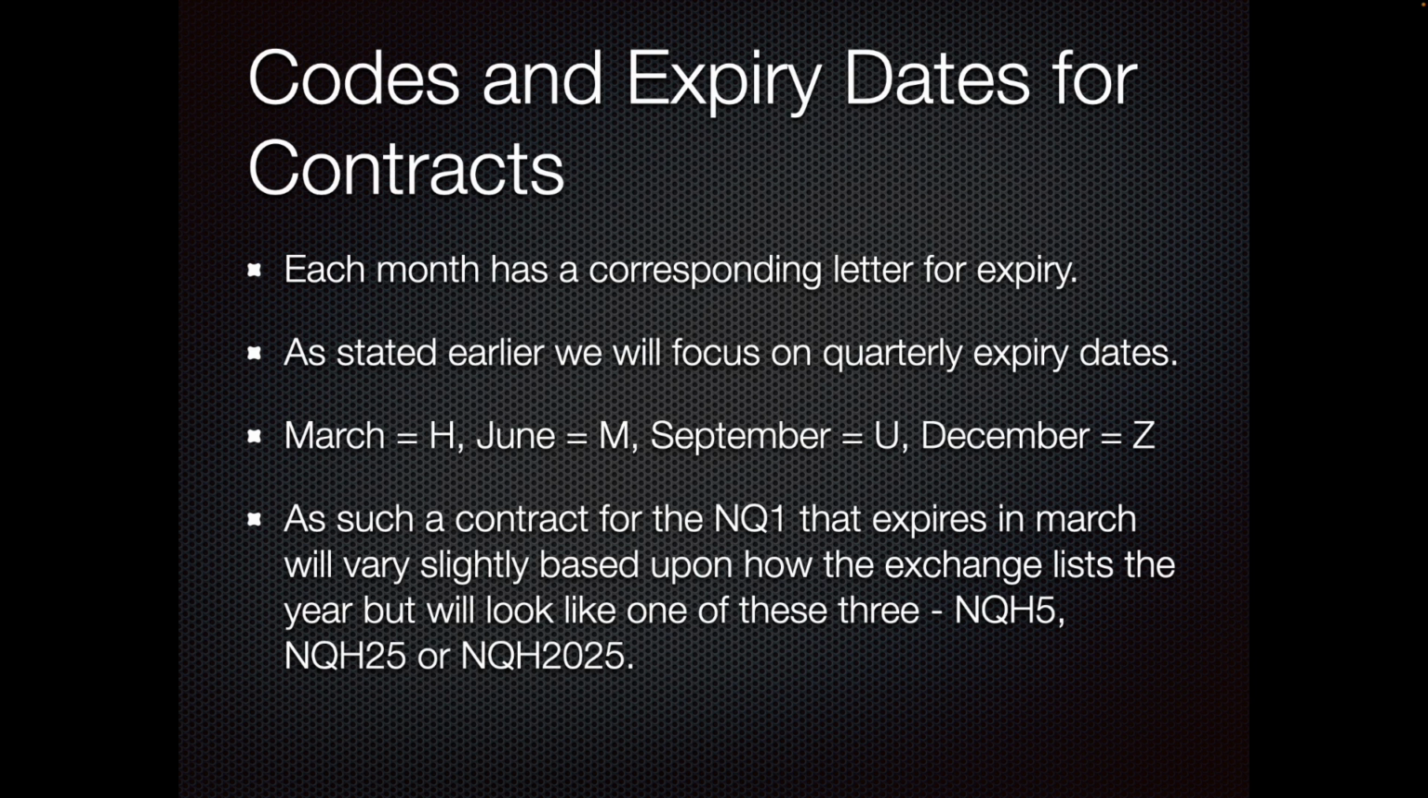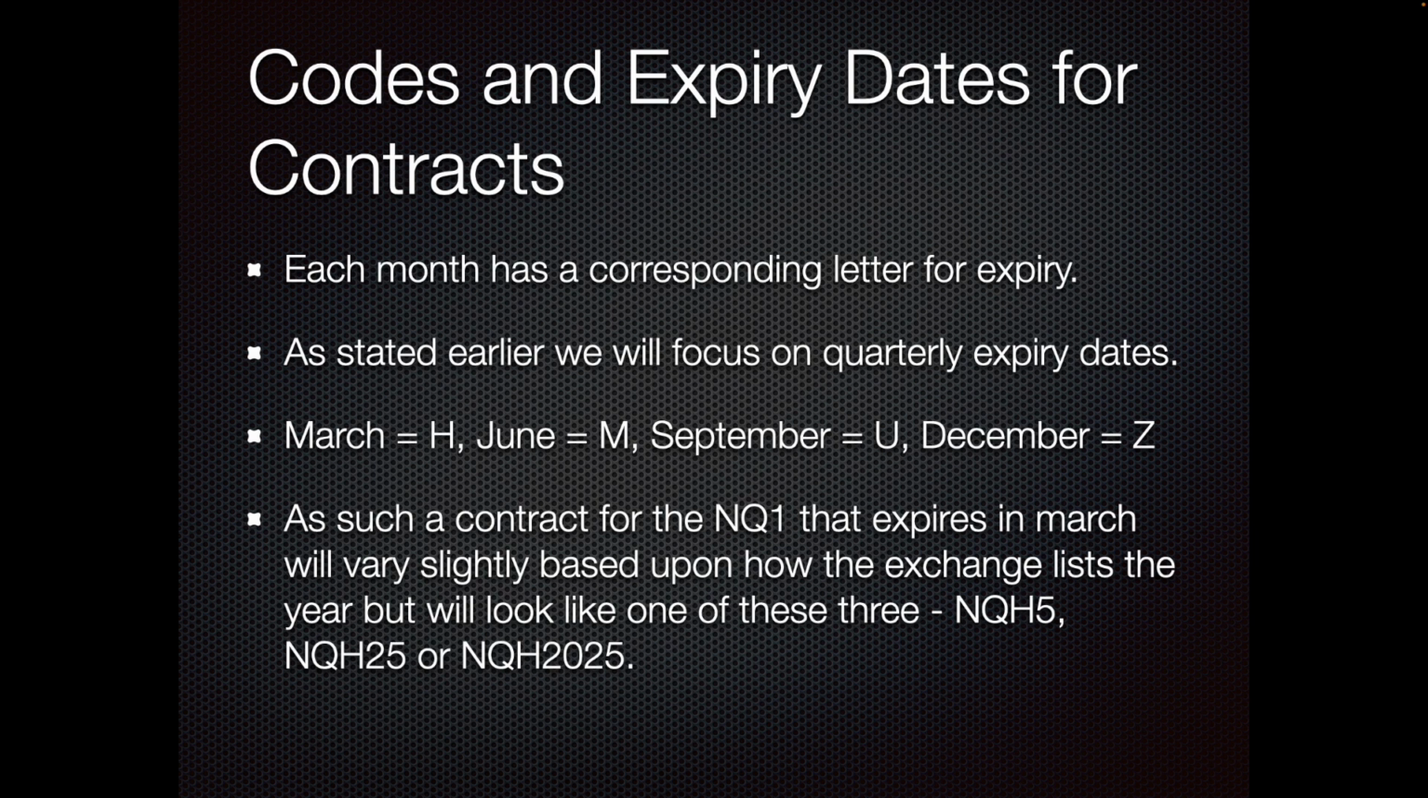Each month has a corresponding letter for every expiry. All right, so as stated earlier, we'll focus on the quarterly. Contracts that expire in March have an H, June M, September U, and December Z or Zed, depending where you live in the English-speaking world.